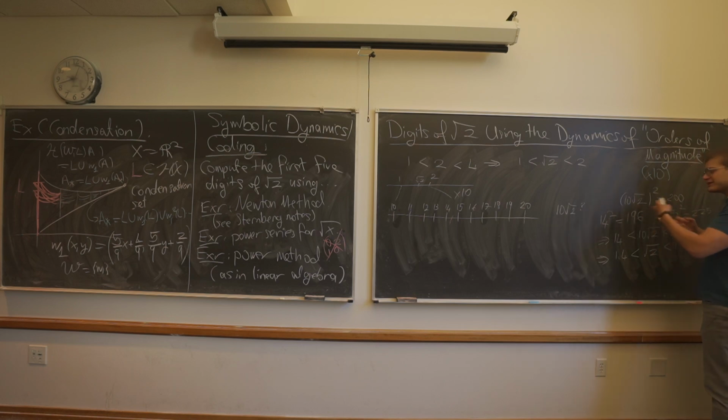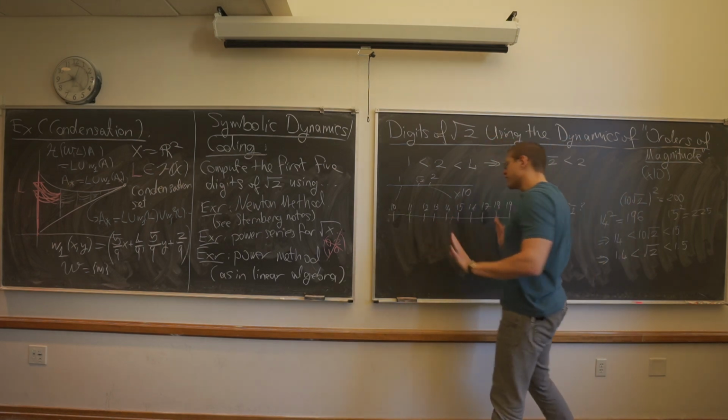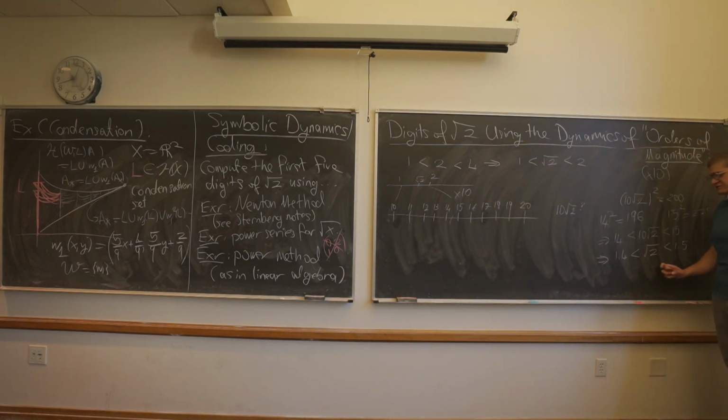It's going to get more and more complicated to take these squares and stuff like that, but in principle, this is sort of like a valid method of finding digits. Okay, any questions about this?